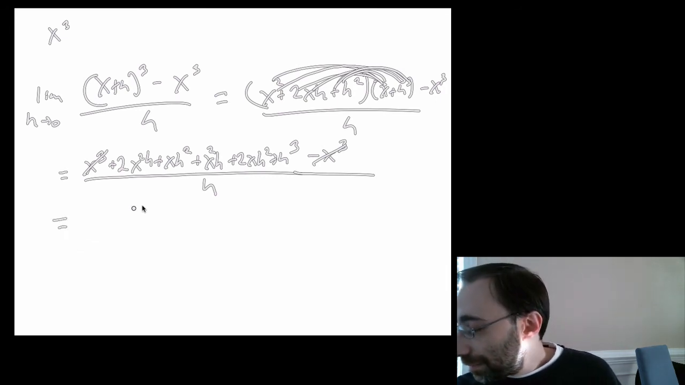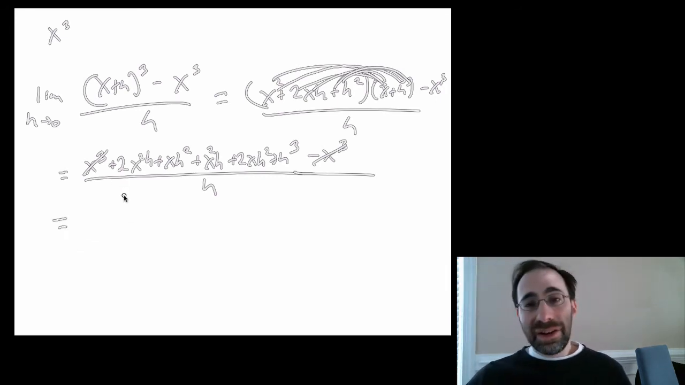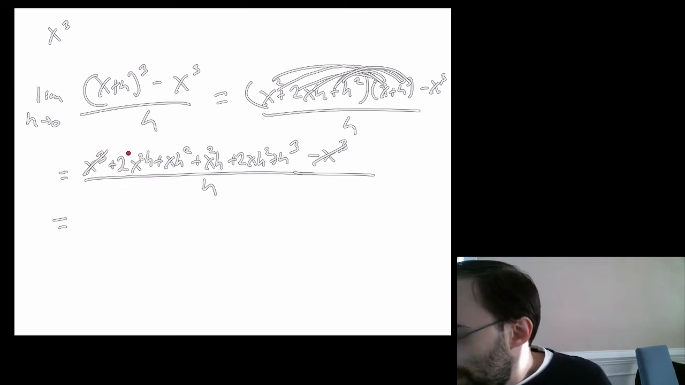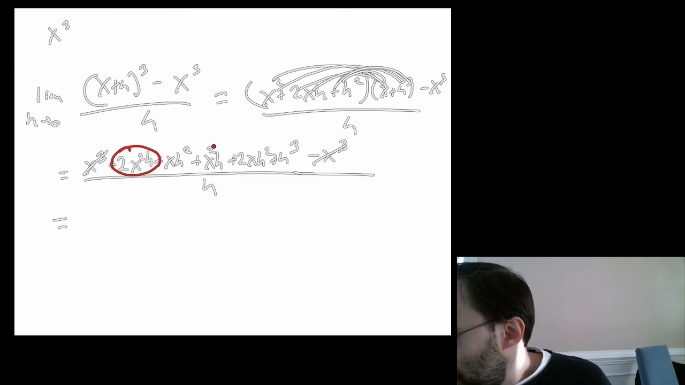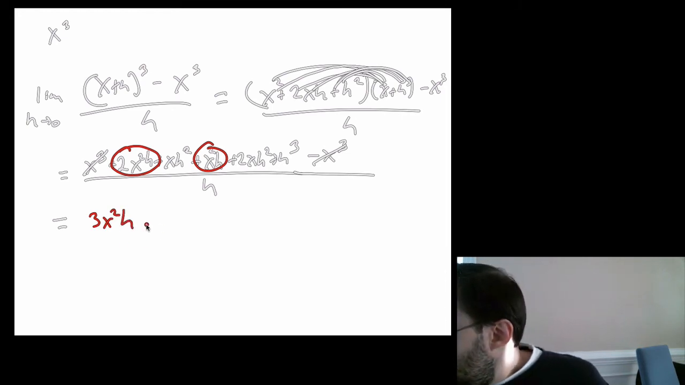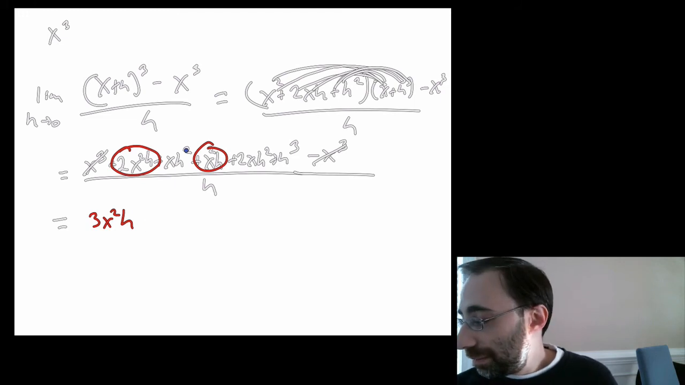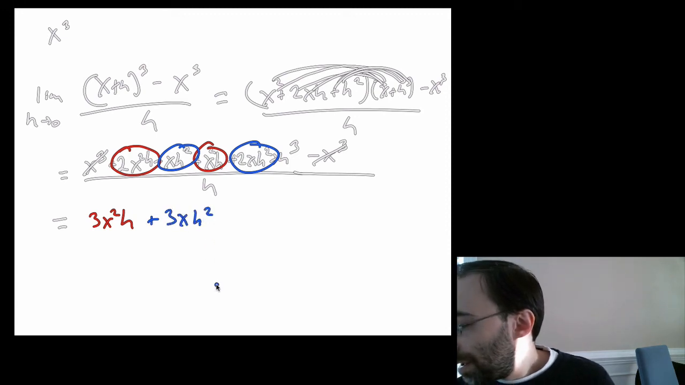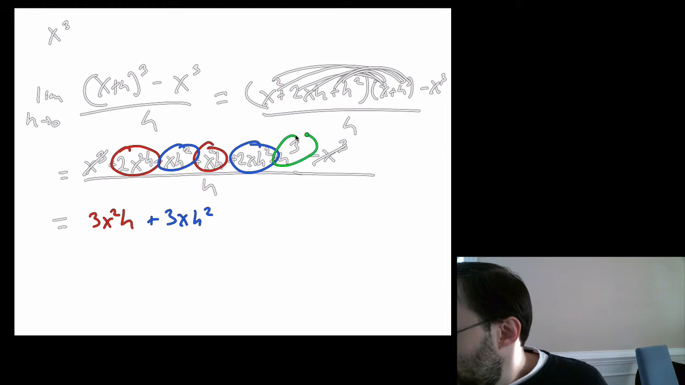Okay, so that's the first term. It goes away. Now I said before that the next term, the most important term, is going to be the one with a single h in it, the next leading term. So let's get those together. Over here we have 2x squared h. Over here we have x squared h. Together they make 3x squared h. Okay, now next leading term, we have xh squared and another xh squared. So you have plus 3xh squared. And finally, there's an h cubed.